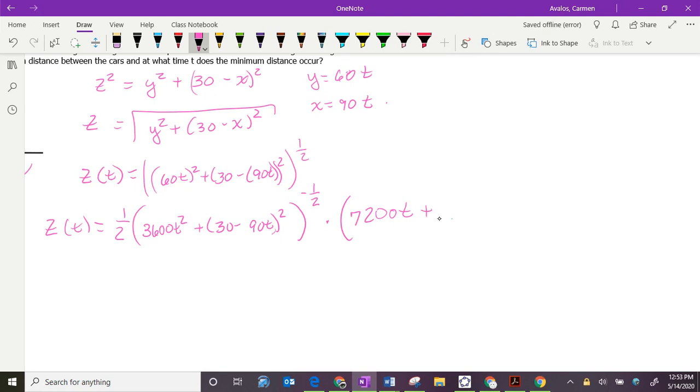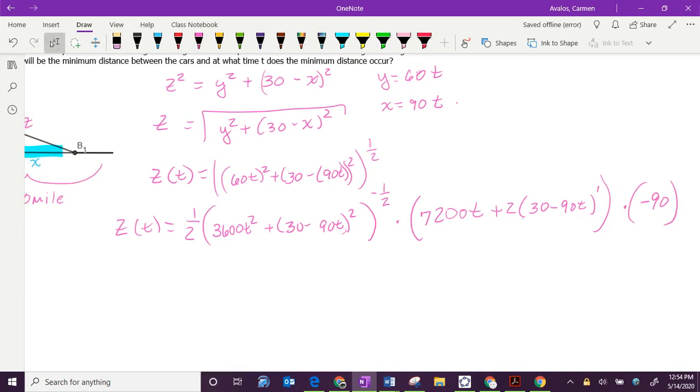And then on here, we're going to bring down the 2. And so we're going to leave the inside alone. And that's going to be a 1. So we took the derivative, we did the chain rule, we brought the 2, we leave the inside alone. And so we need to take the derivative of the inside and chain that on. So then I am going to chain on the derivative of the inside, which is just going to be negative 90. And so that is the chain rule. And so that is the derivative now.